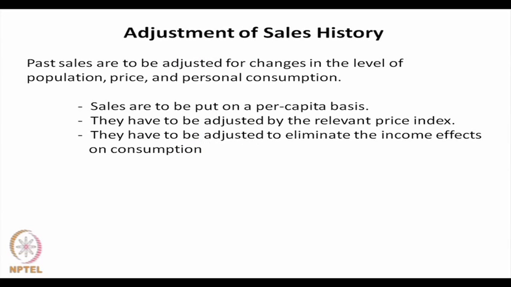Of course, when we plot the y axis, some authors say that they have to be adjusted for three things. One is that they have to be put on a per capita basis. Second, they have to be adjusted by the relevant price index, and third, they have to be adjusted to eliminate the income effects on consumption. Basically, these adjustments help one to know the real capacity of the company to be able to sell and the real sales that are taking place. Sales are measured in rupees, and therefore, the inflation effect must be taken care of. Income effects of the market should also be adjusted for, and it should be calculated on a per capita basis.